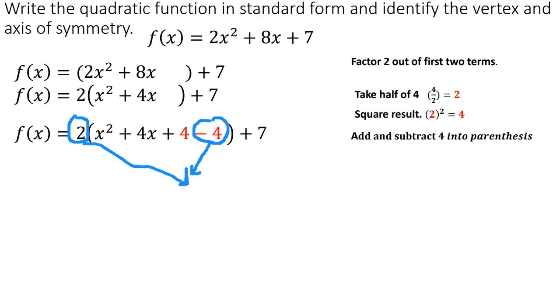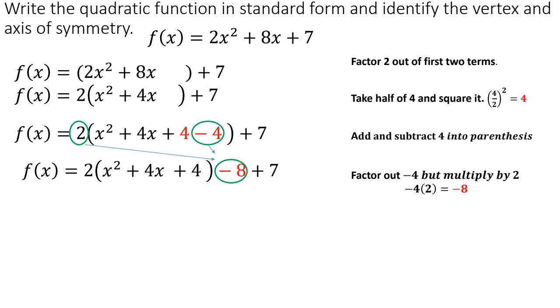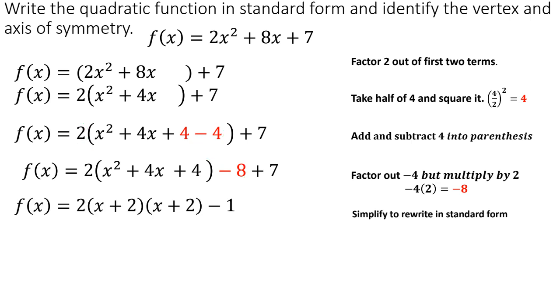So 2 times -4 is -8. And so -8, we're going to go ahead and add it to the +7. And I should have this on the next slide, but I just wanted to draw it so that you can see it there. So let's go ahead and do that. So -4 times 2 is -8. Simplify. So we get -8 plus 7 is -1.